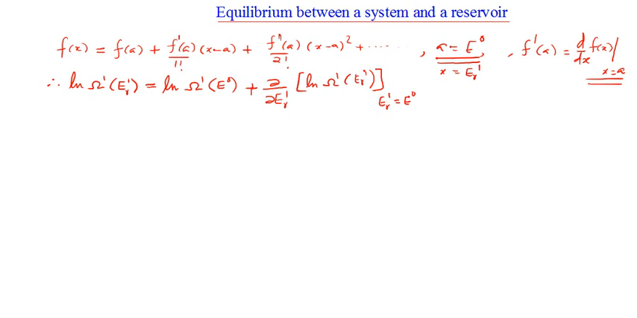So I have substituted for f dash a divided by 1 factorial, and 1 factorial is 1, into x minus a. So I just multiply by x minus a. X is er prime, and x minus a is about the point e naught, so er prime minus e naught. Plus the second term. The third term will be 1 by 2 factorial into dou square divided by dou er prime square of the same quantity.